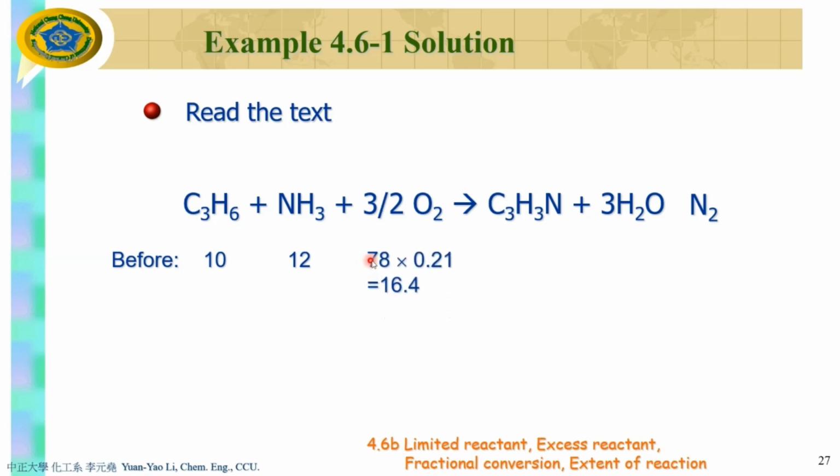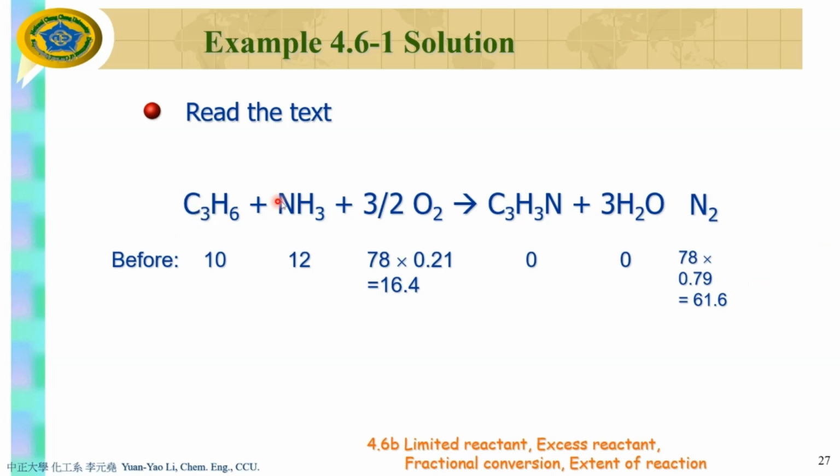And 78% air, but there are only 21% oxygen in the air. So 78 times 0.21 means 16.4 here. Okay, and then in the beginning you don't have these products, so these will be 0 and 0, right? Okay, so question 1 is which one?